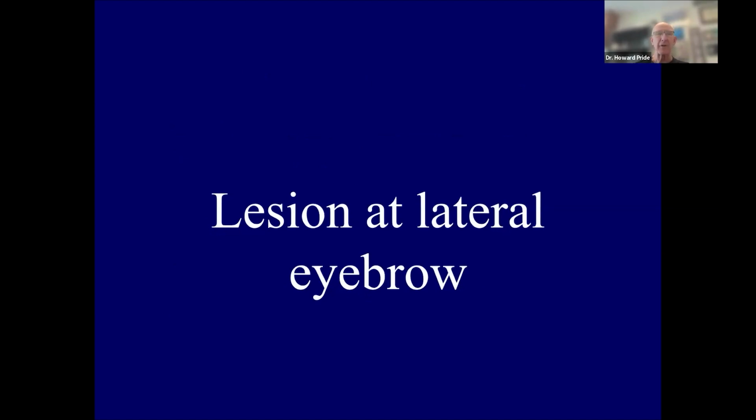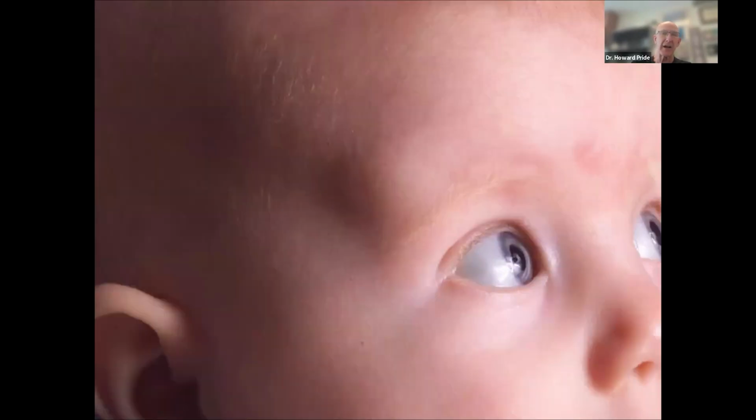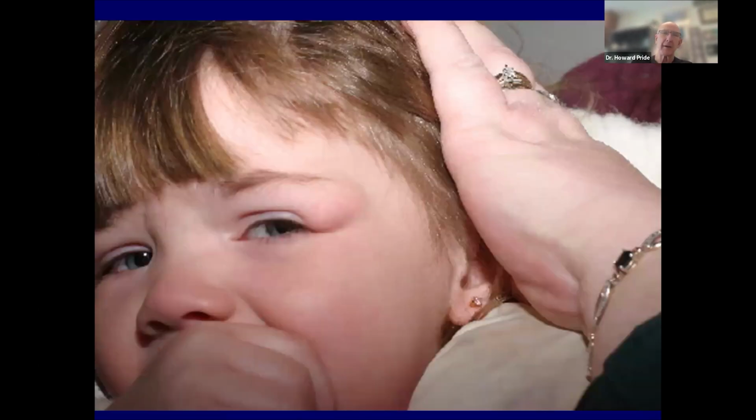So, lesion at the lateral eyebrow. I can almost bet what this is just by the chief complaint alone. So this might be the young child here. Not really much in the way of surface color change. Many times they're right from birth, but not always. Sometimes these seem to come on after birth. And you palpate that, and it's got kind of a rubbery, firm, but not rock hard feel to it.